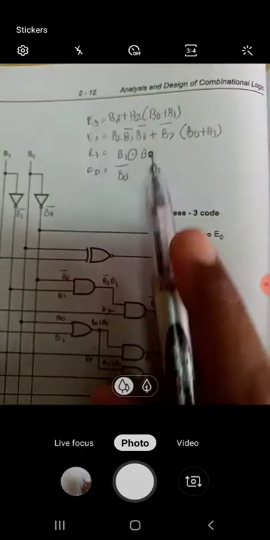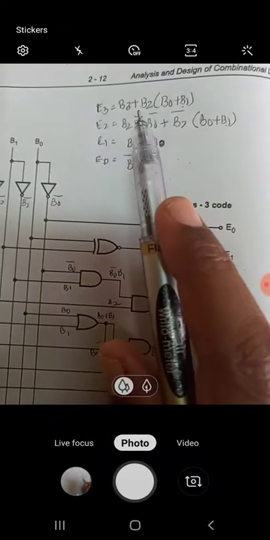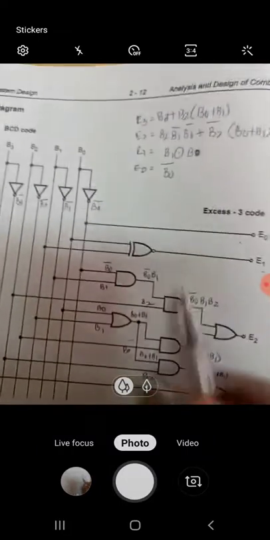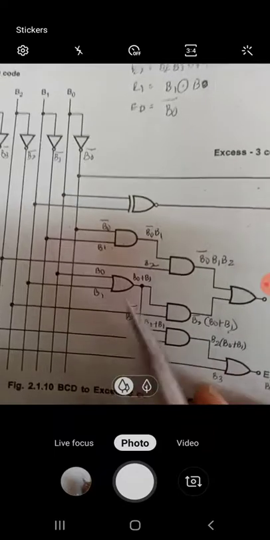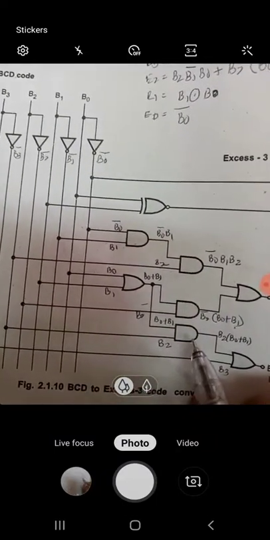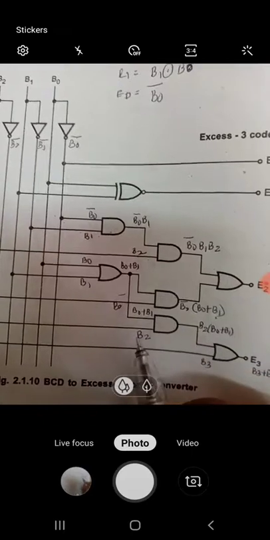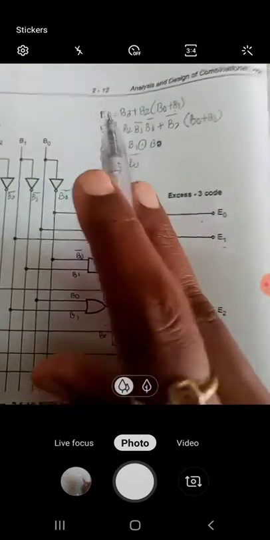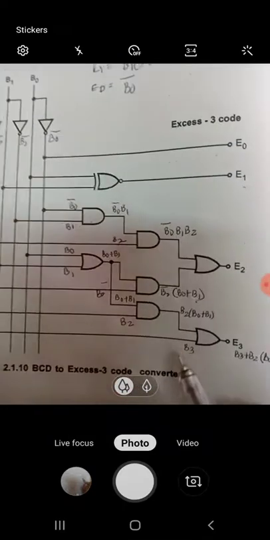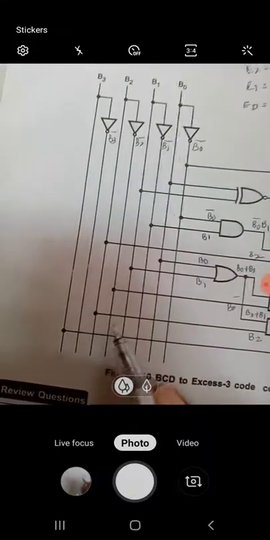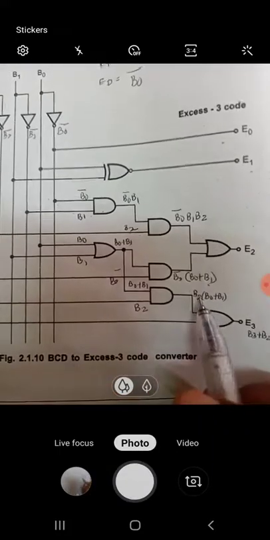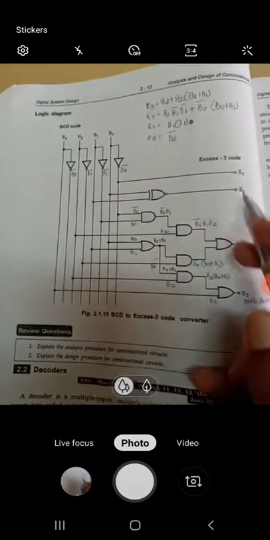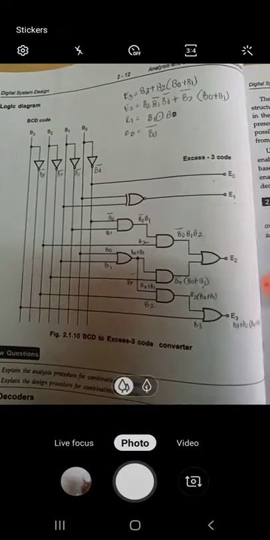Again for E3, what do you have? B3 plus B2 into B0 plus B1. B0 plus B1 we already have. What you need to add is B2 to this. So B2 is added and it is ANDed, so you get B2 into B0 plus B1. You have to add B3 to this, so I have taken an OR gate. The inputs are B3 and this, so you get B3 plus B2 into B0 plus B1. So this is how the circuit looks for BCD to XS3.